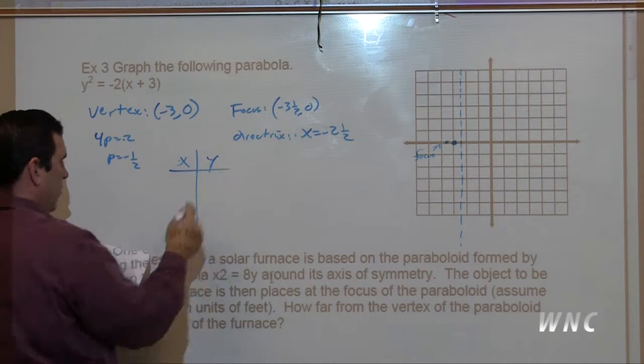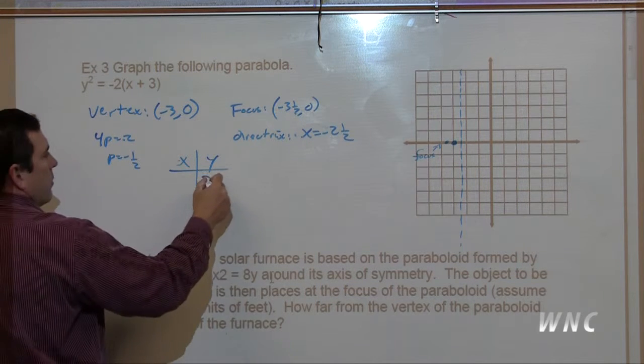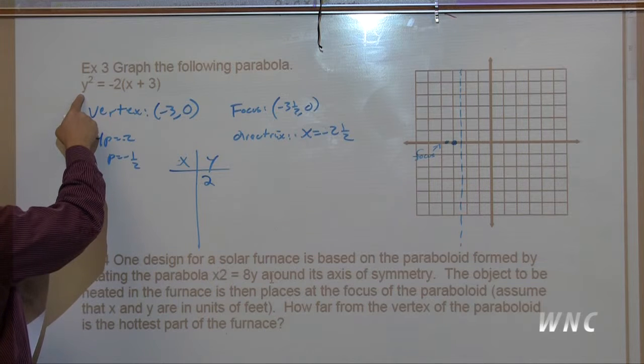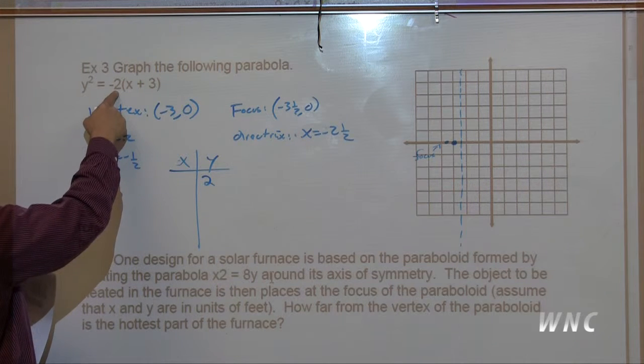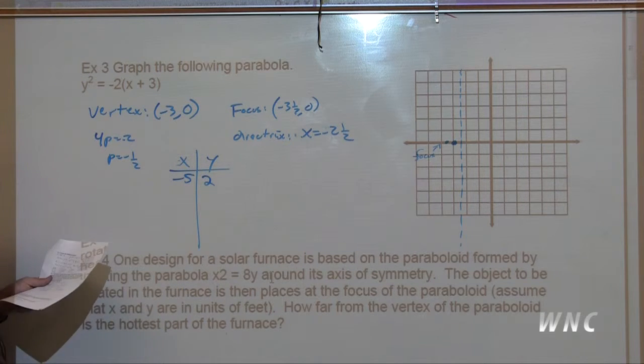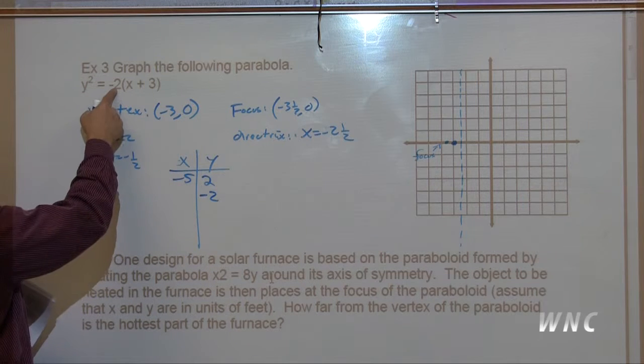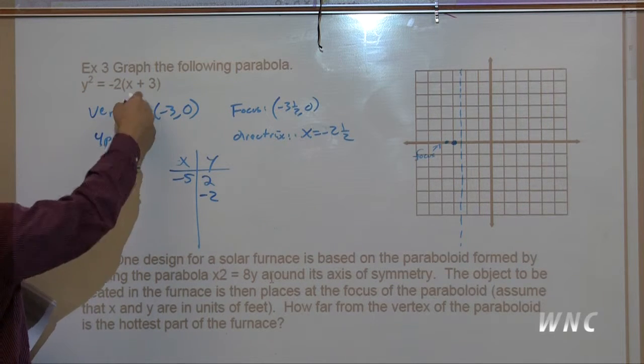X and y. So let's say that y is 2. 2 squared is 4. Divide that by negative 2, you're going to get negative 2. And then subtract 3, you're going to get negative 5. Let's try negative 2. Negative 2 squared is 4. Divide by negative 2, you get negative 2. Subtract 3, you get negative 5.